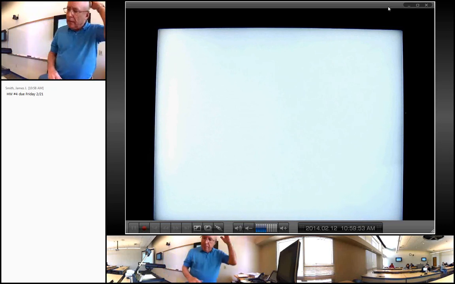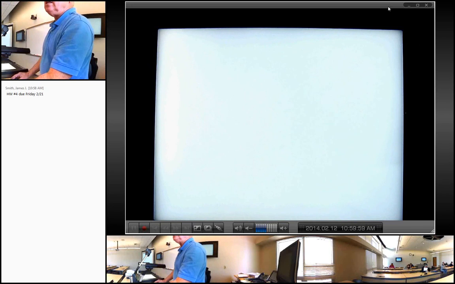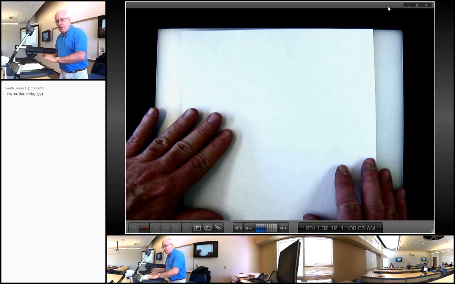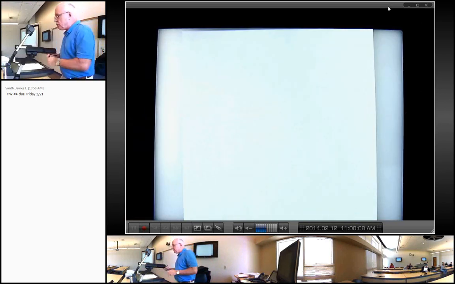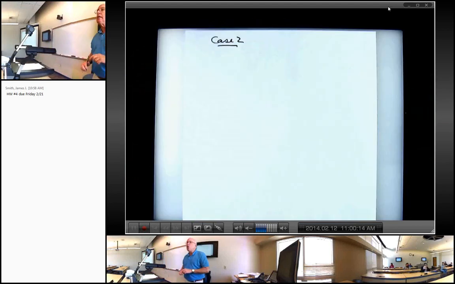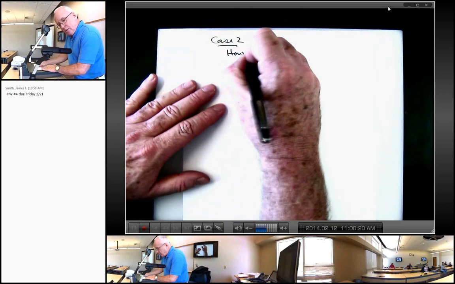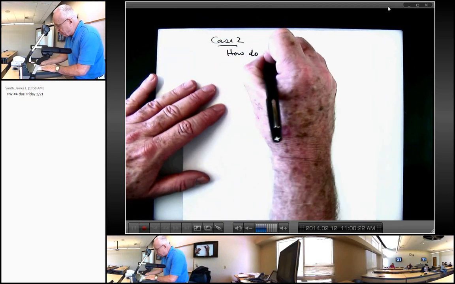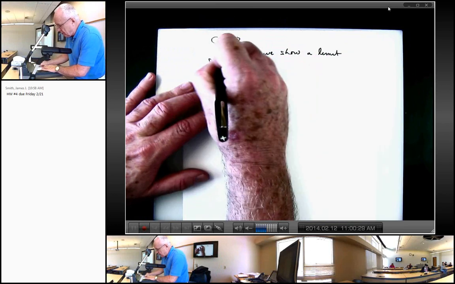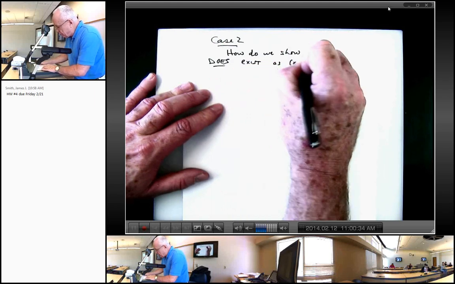Okay, so we had a series of examples here where we were told that the limit doesn't exist, and we had to demonstrate that it doesn't exist. All right, so here's case 2, so to speak: showing that a limit does exist. So how do we show a limit does exist as x comma y approaches 0, 0?